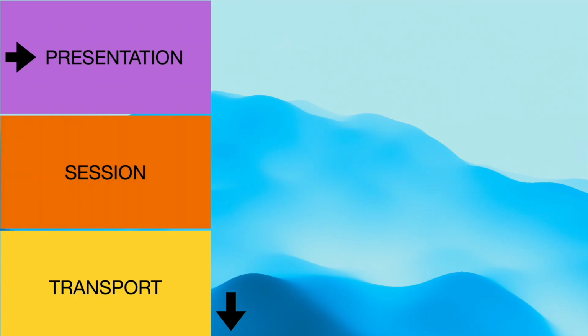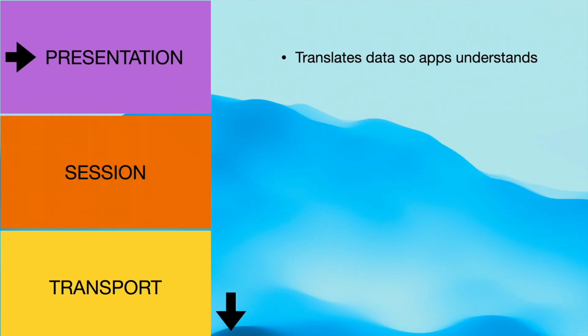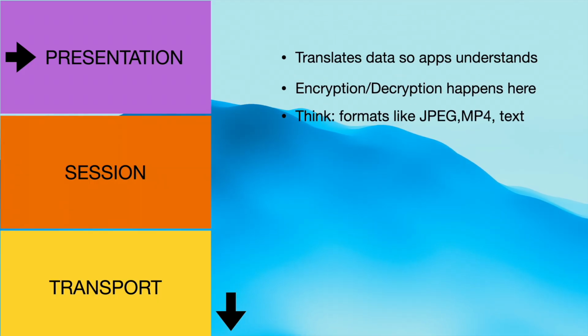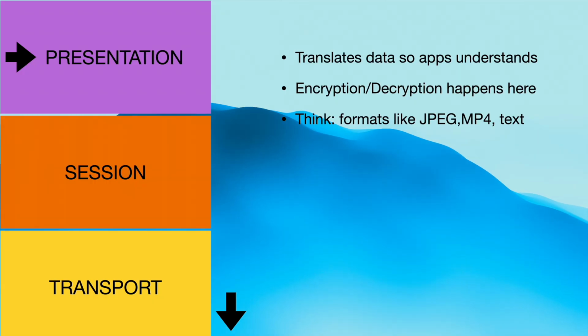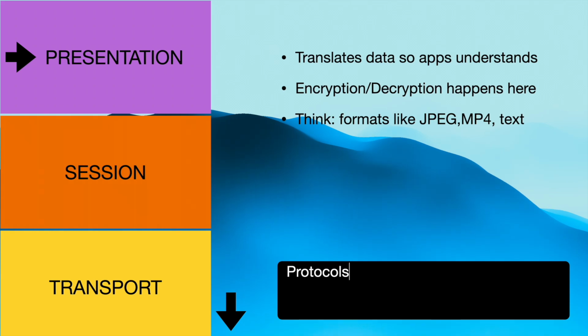Next, the data gets passed down to the presentation layer. Here's where the data is formatted, compressed, or encrypted. If you're loading a website with HTTPS, the encryption starts right here. This layer makes sure the data is readable by both sender and receiver.